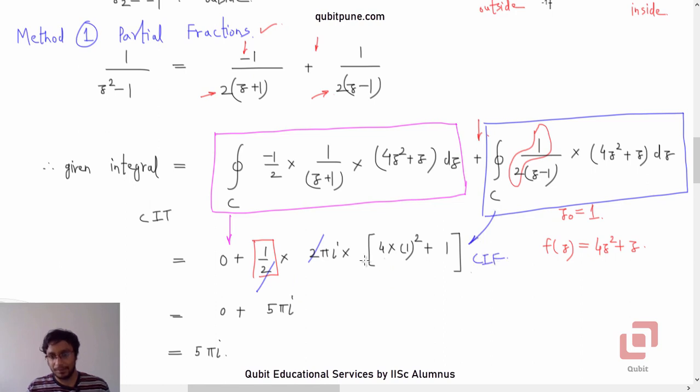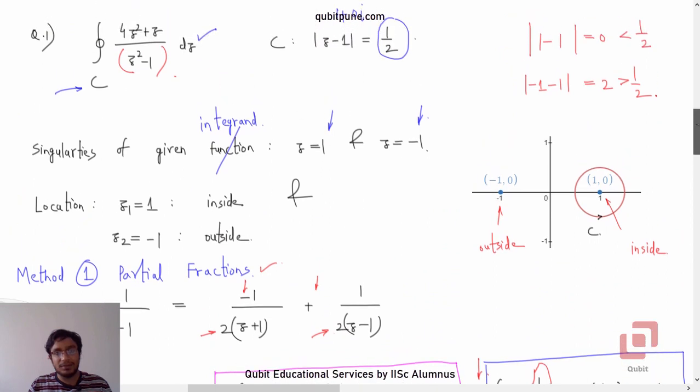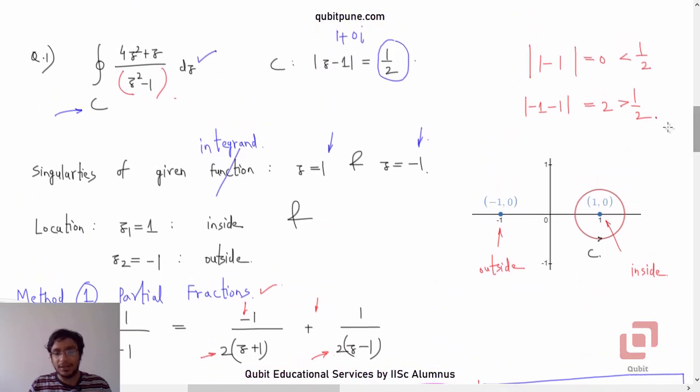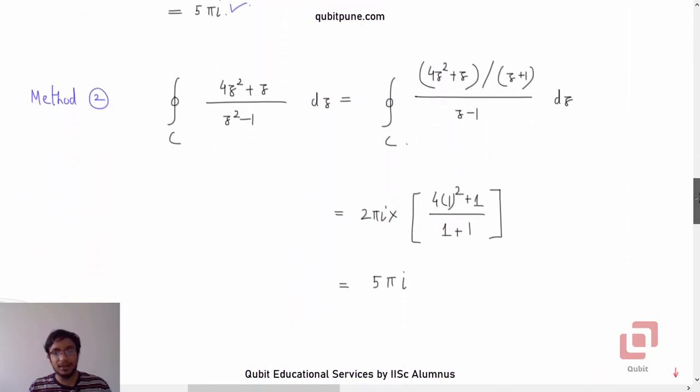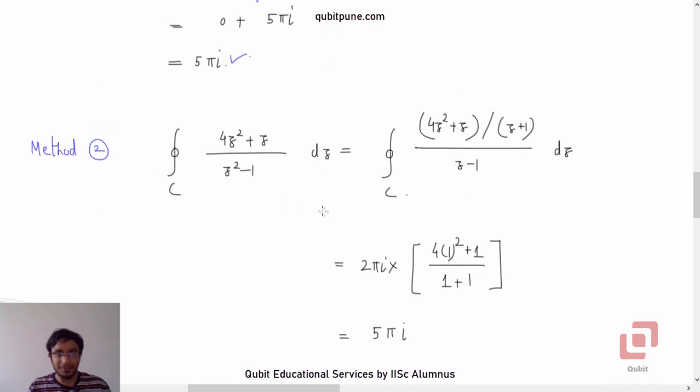Cauchy's integral formula. Cancellation of 2 will give you 5 times pi times i. So that is the final answer. Now, the significance of these formulas as far as problem solving is concerned is that we are not really integrating, in the sense that we are not finding the antiderivatives of these functions. All right, let us solve this problem now by the second method, which is much better.